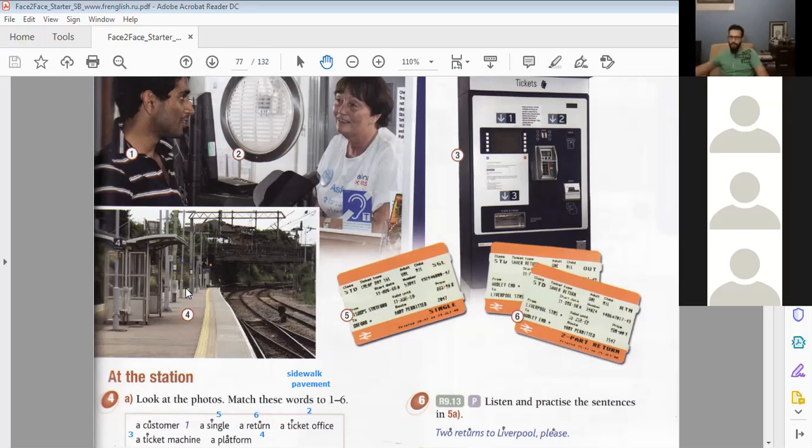A customer. A single. A return. A ticket office. A ticket machine. A platform.